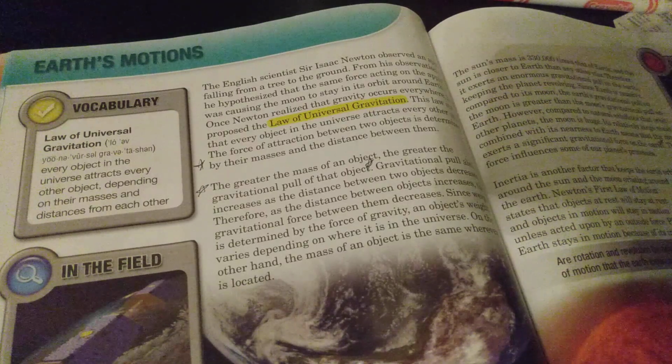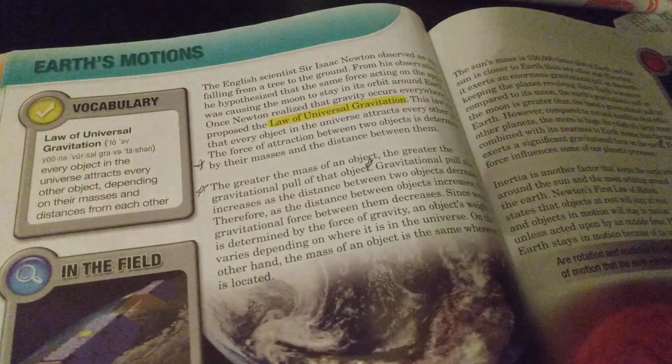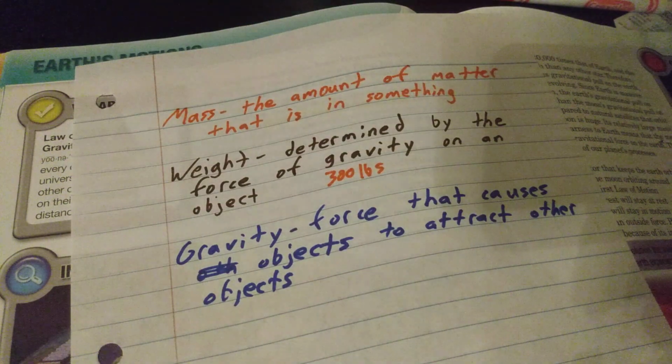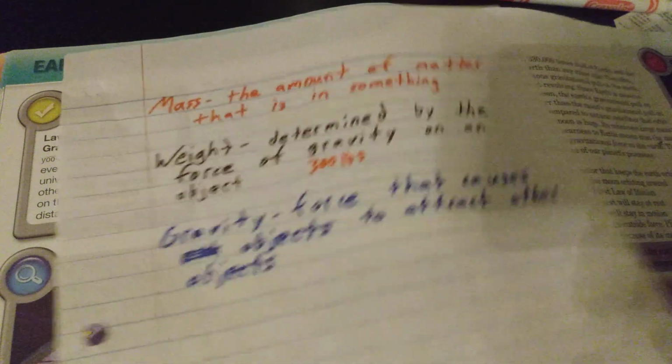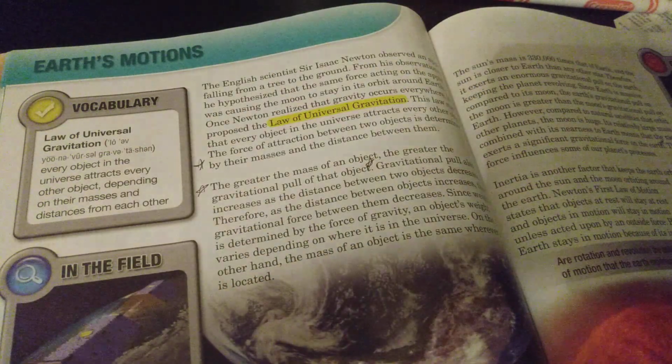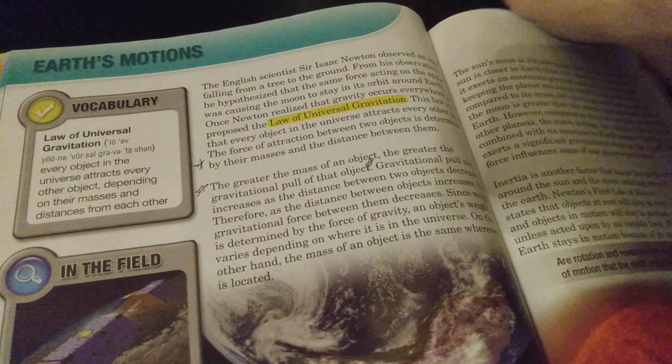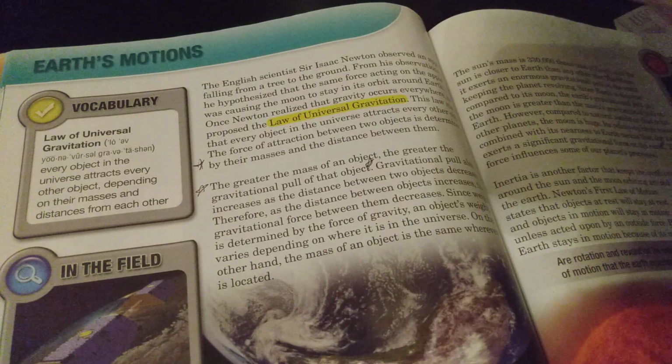So when you think of mass, mass is just the amount of matter that is in something. So for example, like you, me, the book, this paper, we all have mass, we are all made up of matter. So the question is, how much matter do we have? So that's the question.